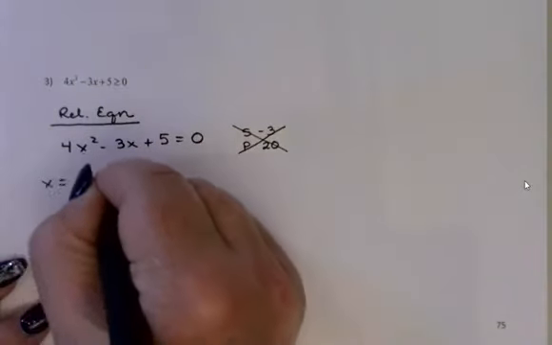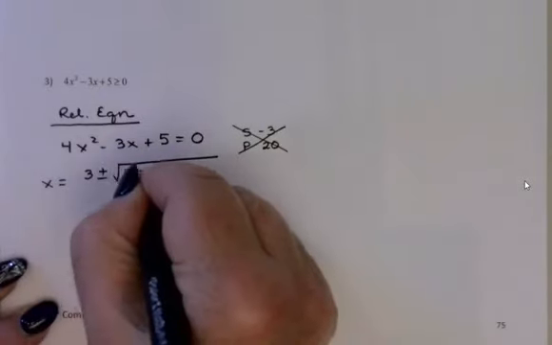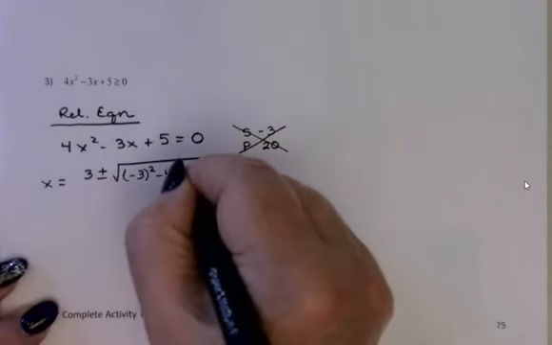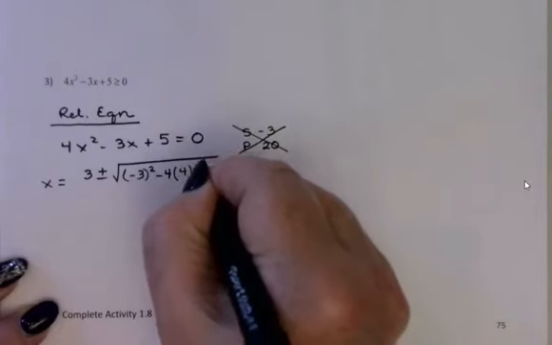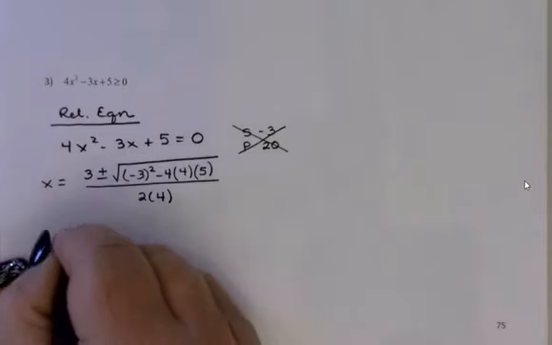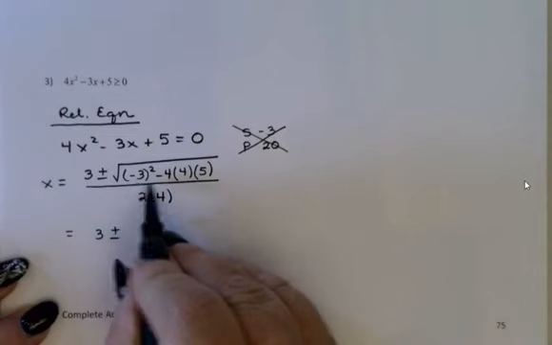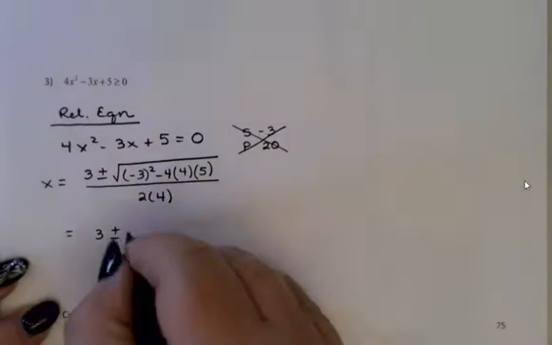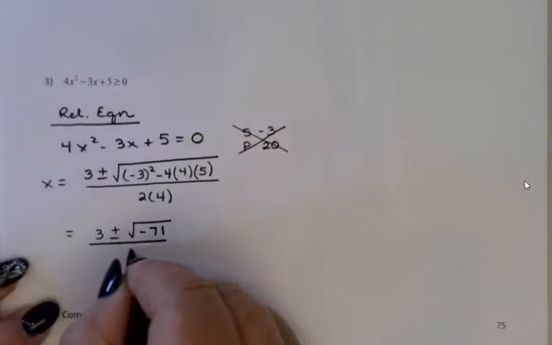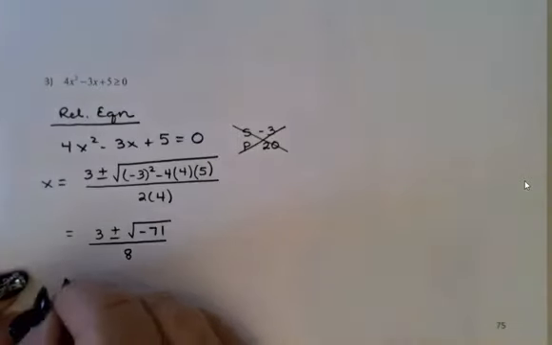The opposite of b is 3, plus or minus the square root of negative 3 squared minus 4 times the 4 times the 5, over 2 times 4. That's 9 minus 80. It's negative 71 under that radical. And it looks like I've only got imaginary solutions.